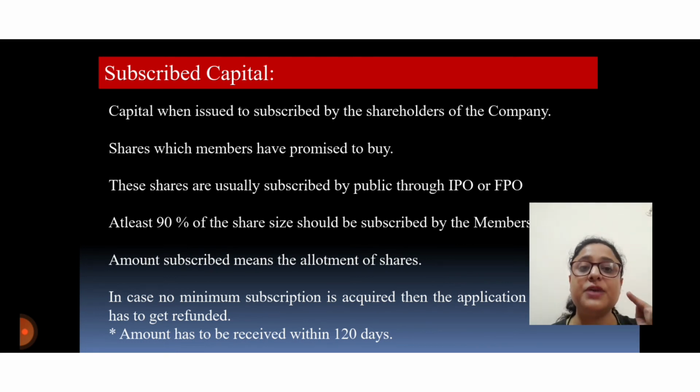There is a minimum subscription amount that has to be subscribed by the members of the company. Otherwise, you have to refund the money to the members. If 90% of the total issuance of shares is not subscribed by the members, then that amount has to be returned to the members. Last point, the amount has to be received within 120 days. There is a certain time frame also, that the subscribed amount has to be received within 120 days.